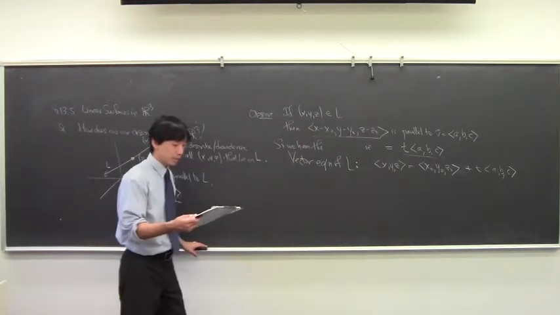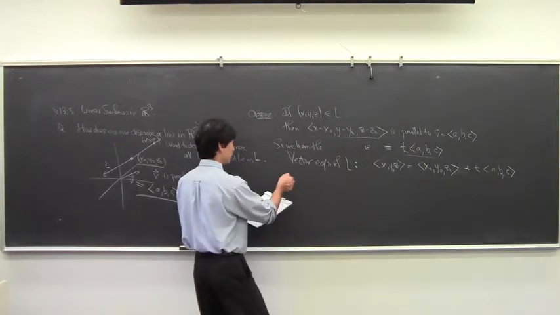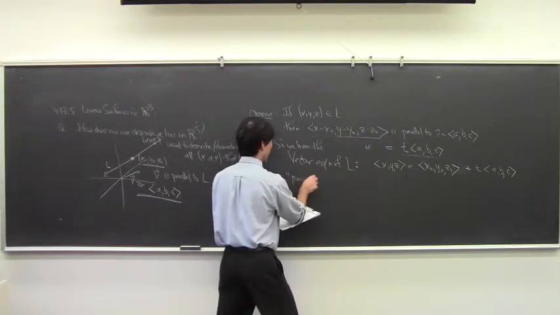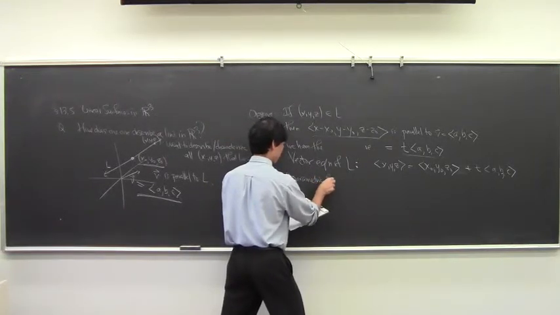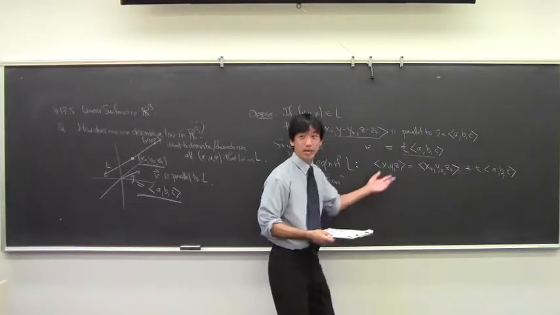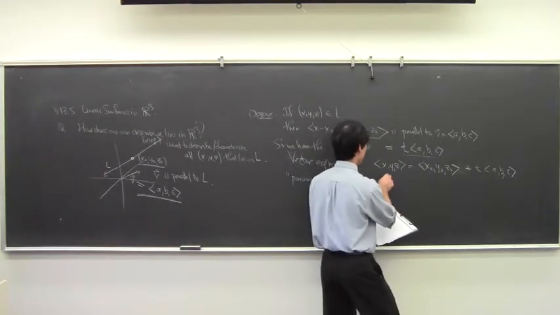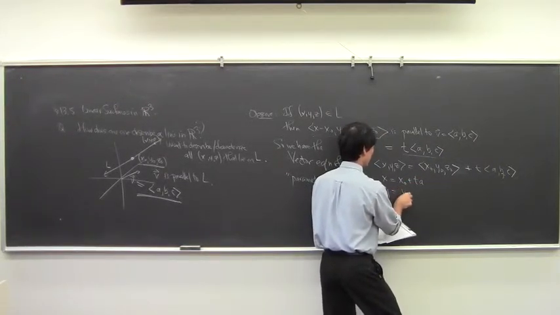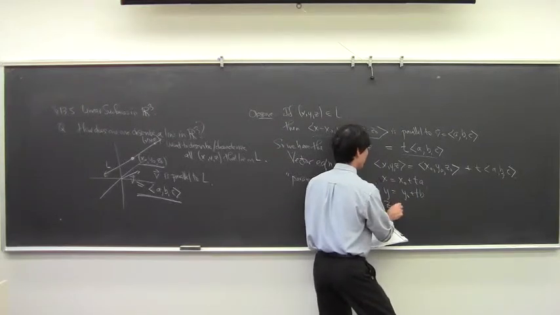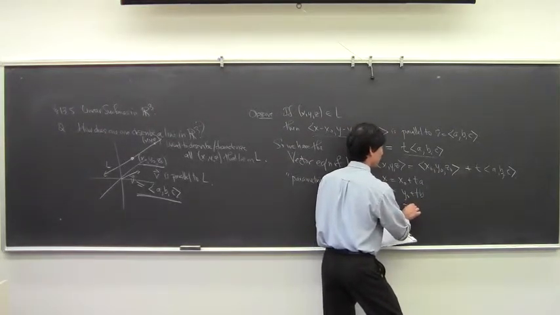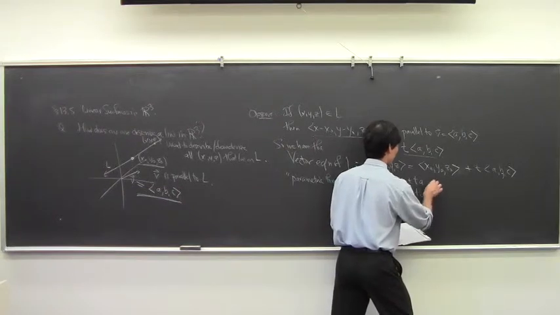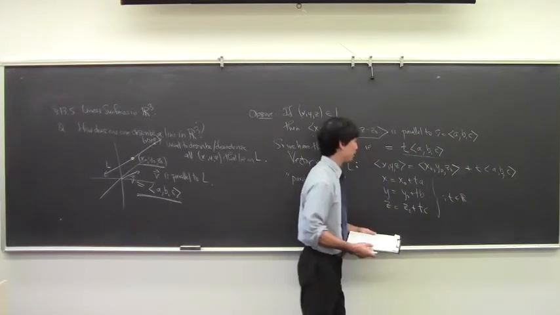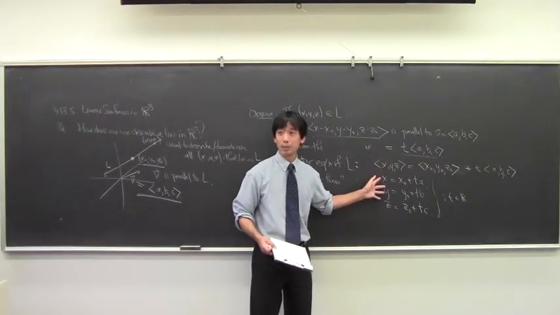So that's the so-called vector equation form. There's also something called the parametric form. Parametric form is exactly the same thing, but you just write it component-wise. That x must be x naught plus ta, y must be y naught plus tb, z must be z naught plus tc, for some t in the reals. And that's another way of describing exactly the same line.